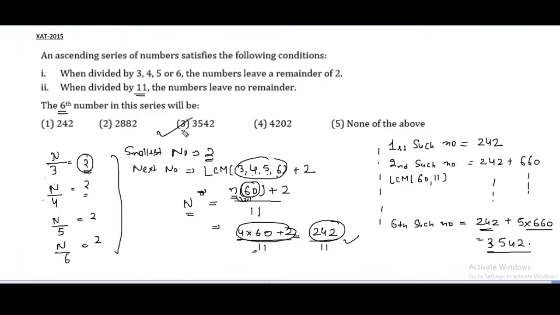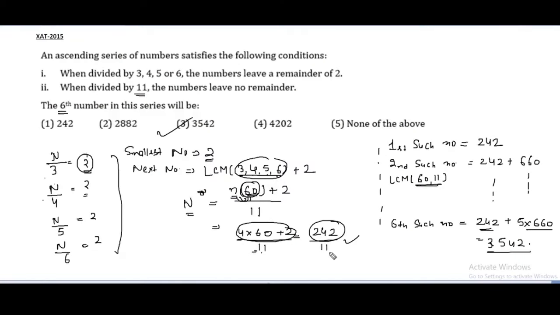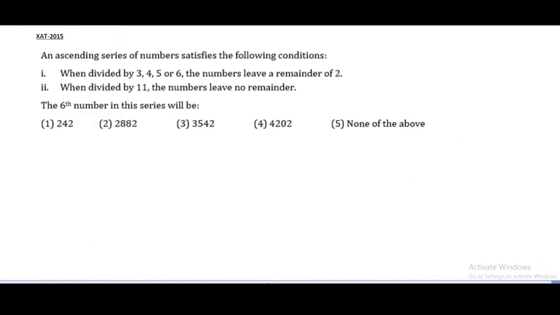That is my answer. So once you get the smallest number, that is 242, the next number will be after adding the LCM of all the numbers. So what is the LCM of all the numbers? LCM of these numbers we have already got, 60, and the LCM of 60 and 11 is 660. So keep adding 660 and all the numbers will come. So smallest number, second smallest number, third smallest number. We need the sixth smallest number, so add 5 times. Done. Come to the next one.